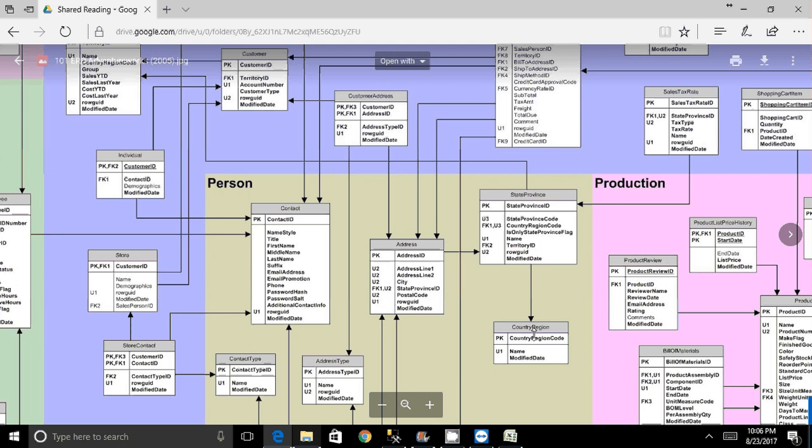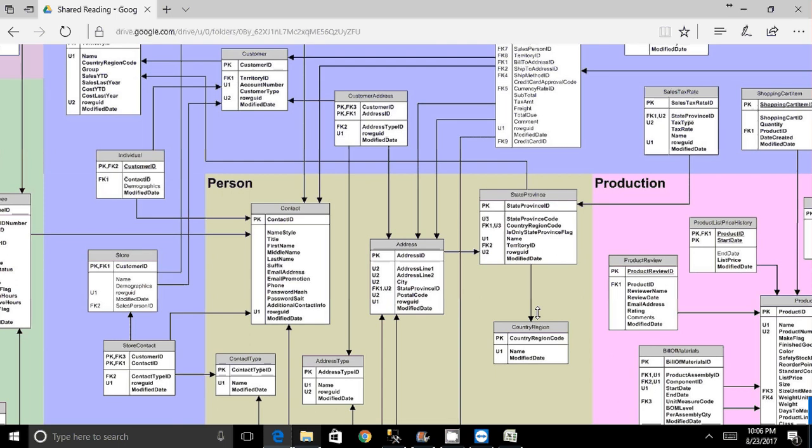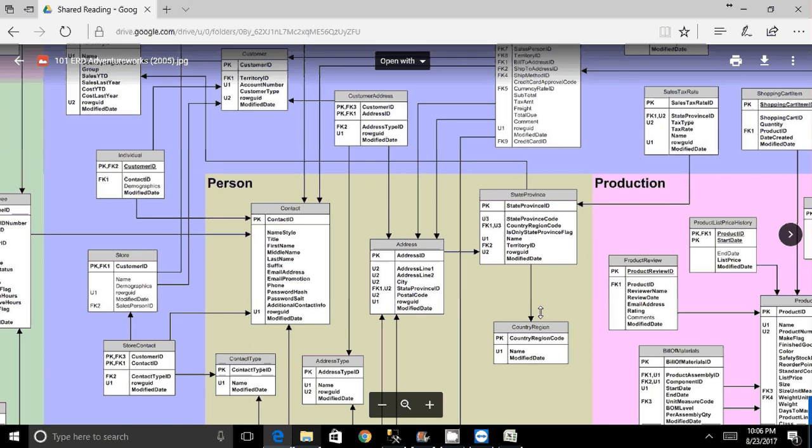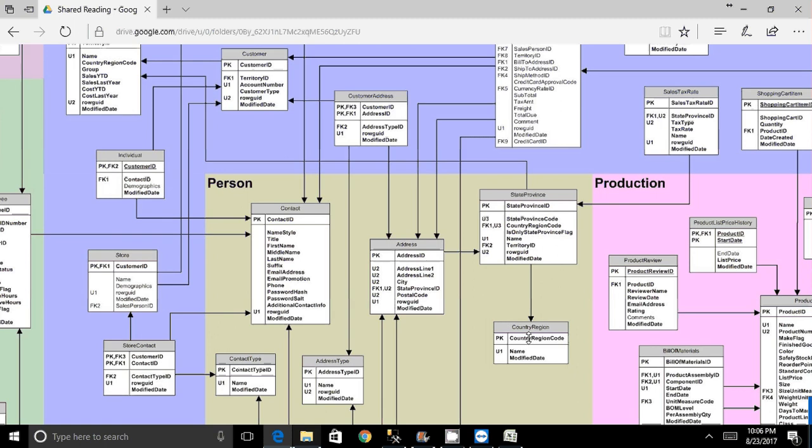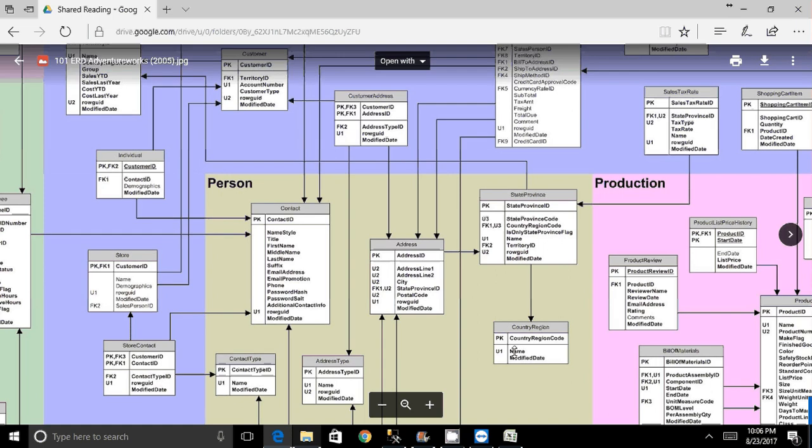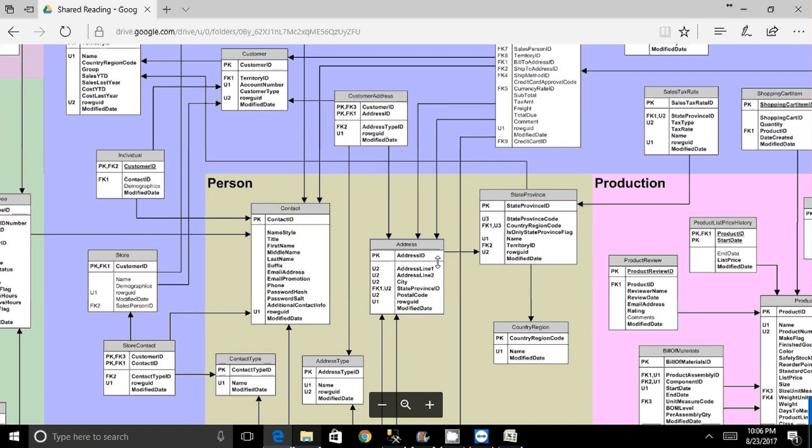Yes, I need to join again. What am I going to join on? Which column am I going to use to join these two tables? Country region code. Perfect. Why do I need to join these two tables? Because I need to get the name of the country, which doesn't exist in here. It only exists in this table. So I know if it exists in this table, I have the key that I can join between these two tables in order to get the name.